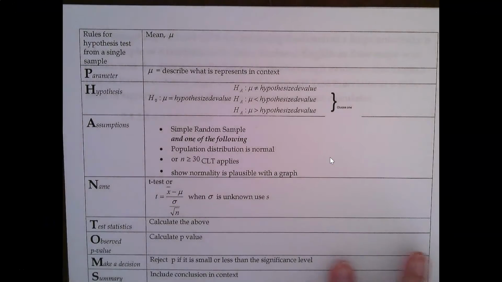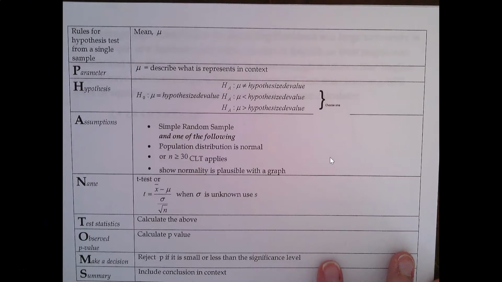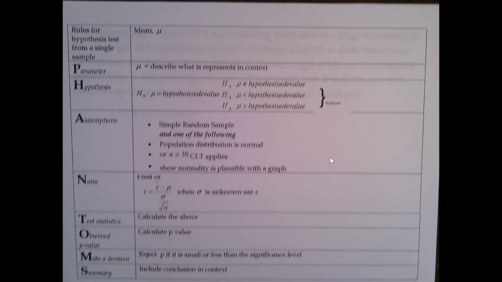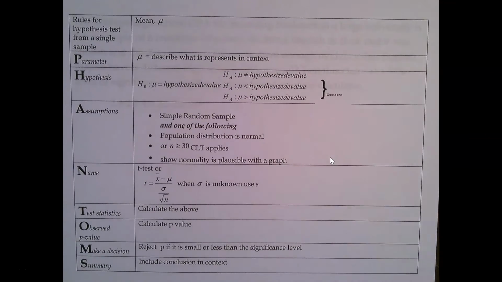Okay, so now we're going to look at hypothesis tests for a single mean. And again, we're going to use PHANTOMS. You've done hypothesis testing for proportions, so we're going to look at these for means. So you have your phantoms, your parameter, hypothesis, your assumptions. You're going to name the test statistic. You have your observed p-value. You're going to make your decision and your summary.